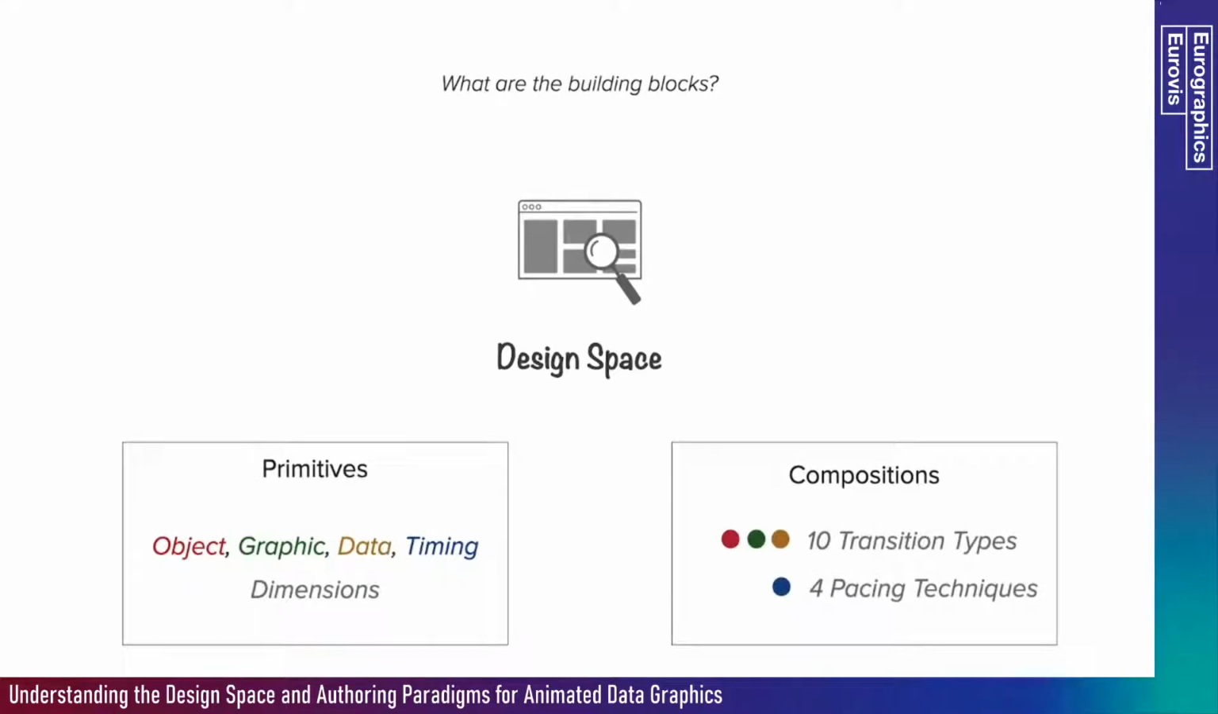The primitives are from the object, graphic, data, and timing dimensions. To validate these primitives as building blocks, we propose compositions: 10 transition types composed by the object, graphic, and data dimensions, while 4 pacing techniques are composed by timing primitives.